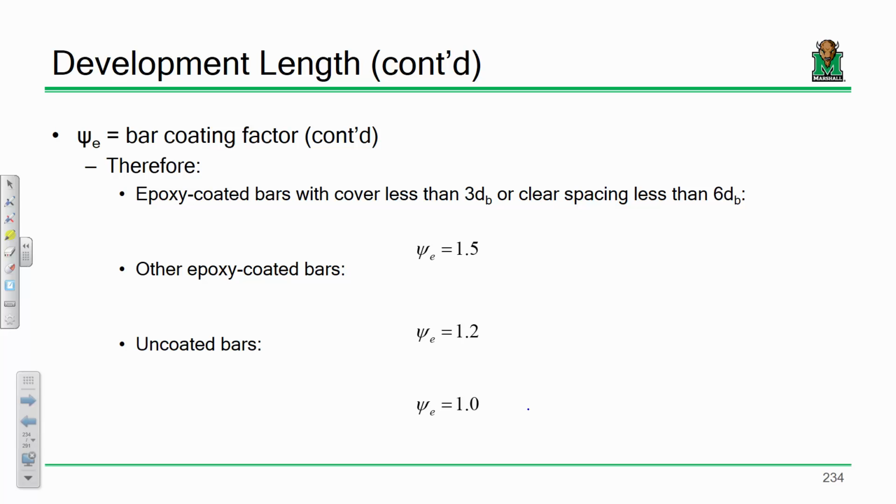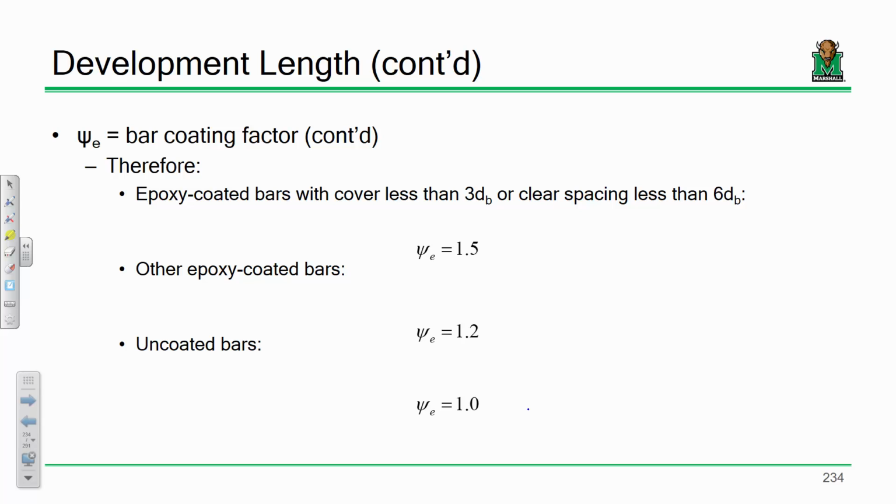First off, if you have epoxy-coated bars in general, your ACI factor is going to be at least 1.2. However, if you've got epoxy-coated bars and you've got really tight bar spacing or really low cover, specifically if your cover is less than 3 times the bar diameter or your spacing is less than 6 bar diameters, not only do you have epoxy to deal with, but you don't have much concrete surrounding those bars. So you got to bump your development length up significantly. So it's either 1.2 or 1.5 dependent upon your dimensions.